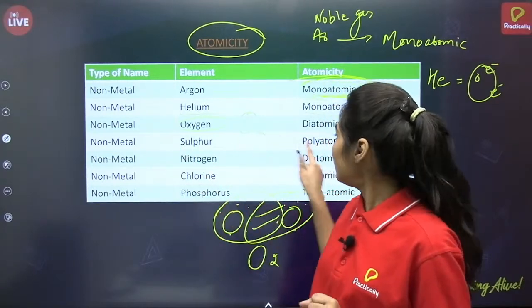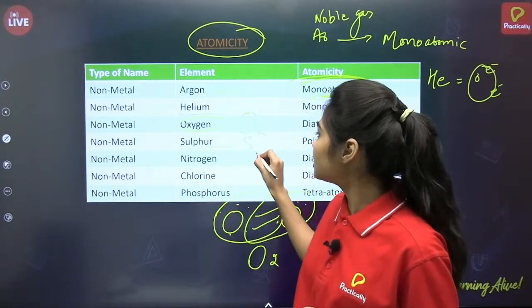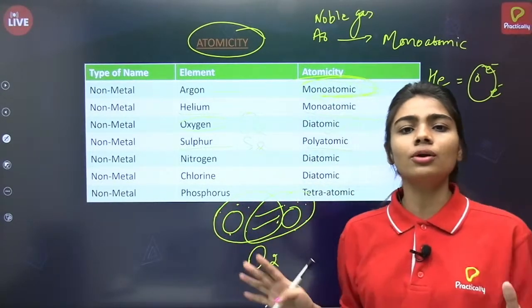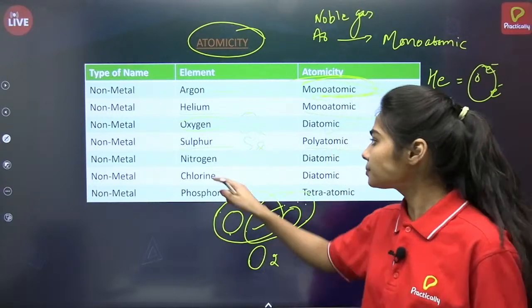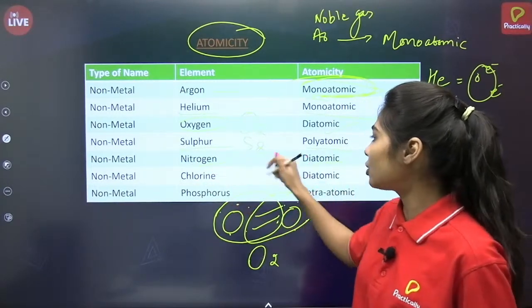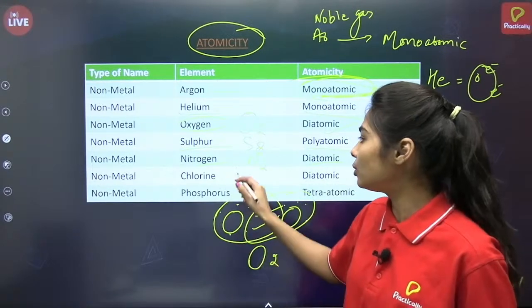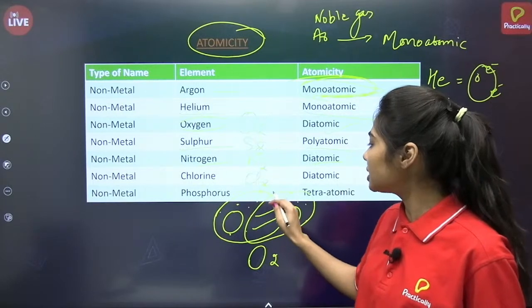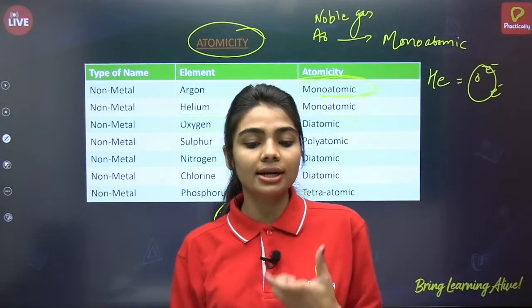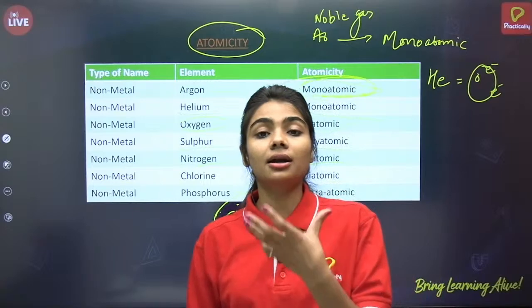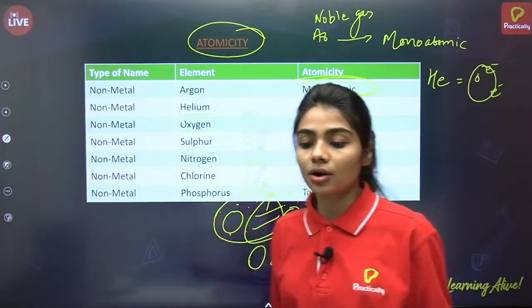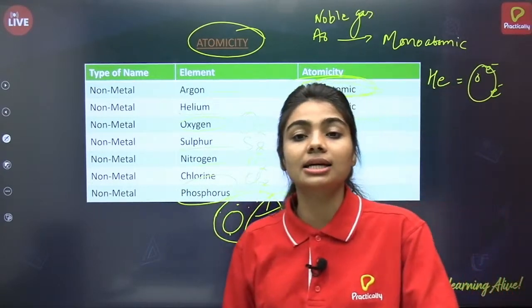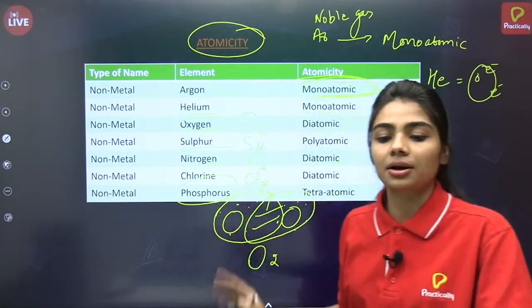Sulfur is polyatomic because sulfur exists as S8. So we term it as polyatomic. More than 4, we term it as polyatomic. Nitrogen is diatomic because it exists as N2. Chlorine exists as Cl2. Phosphorus exists as P4, that's why it is written over there as tetraatomic. Tetra means 4, so tetraatomic means 4. Phosphorus always combines as P4, that's why it is tetraatomic.